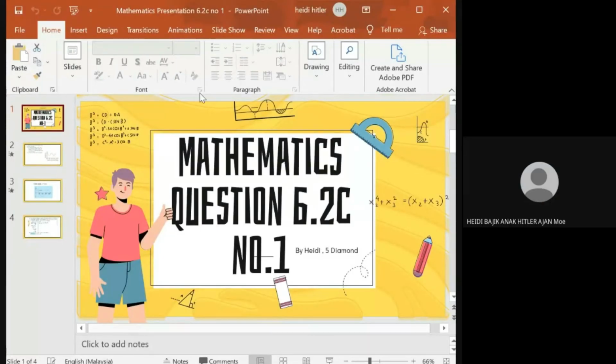Can you see it now? Yes. Okay. So good morning to Madam Chan and my friends. Today I'm going to present question 6.2c number 1.